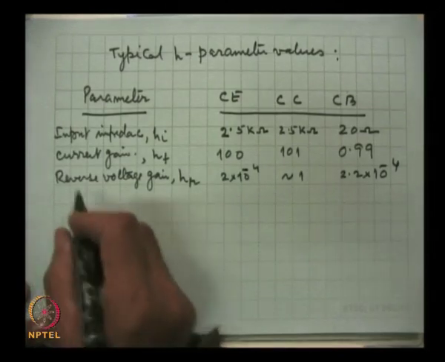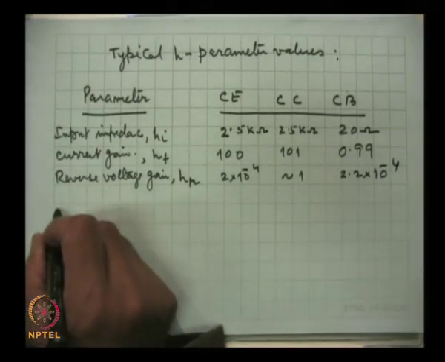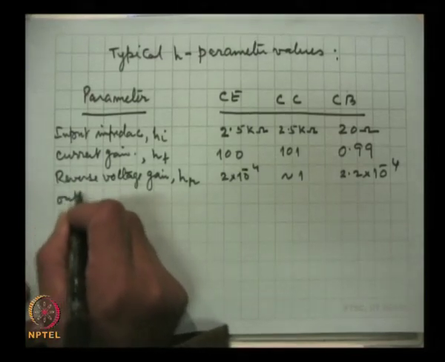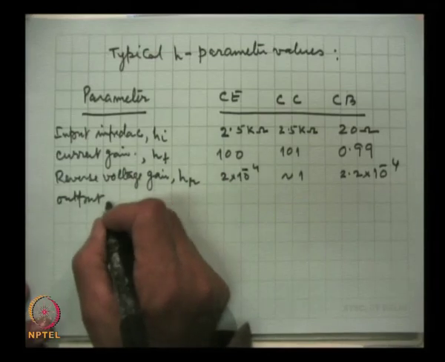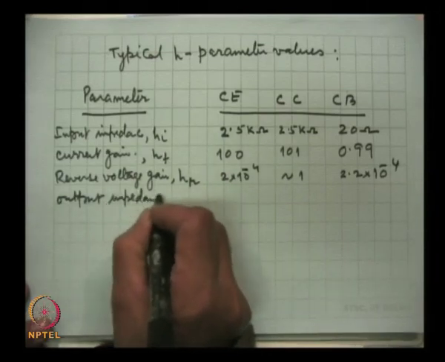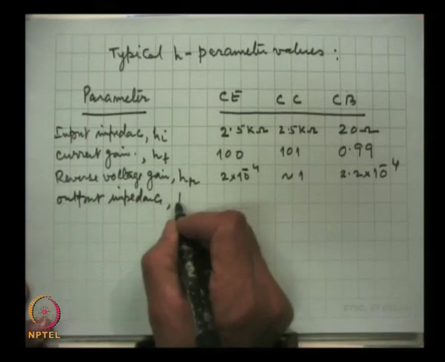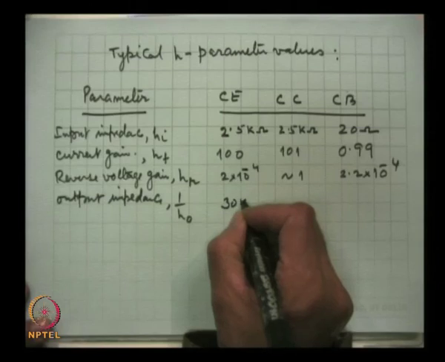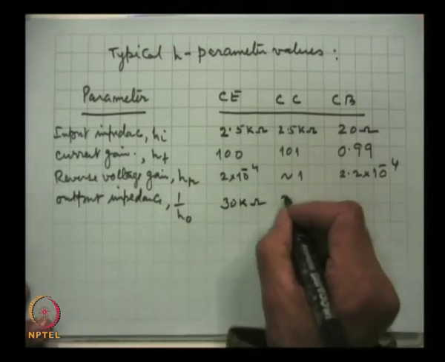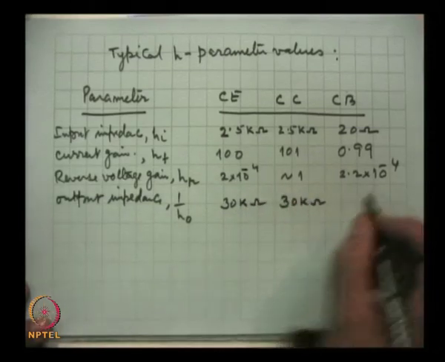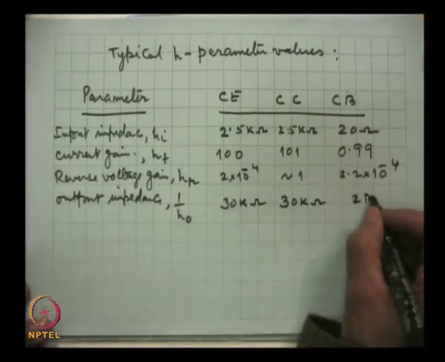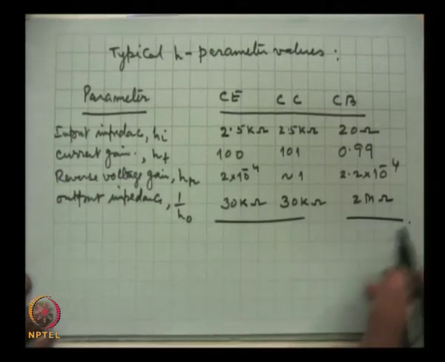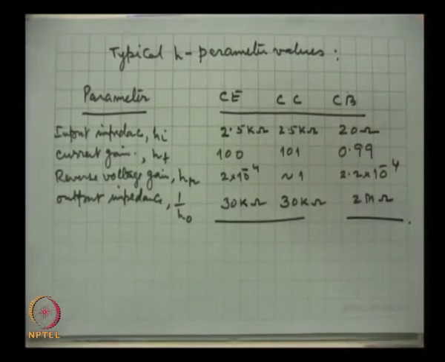And then output impedance is the inverse of admittance. So, the output impedance, which is 1 by Ho, is around 30 kilo ohms, the same here, 30 kilo ohms, but here it is much higher, 2 megohms.